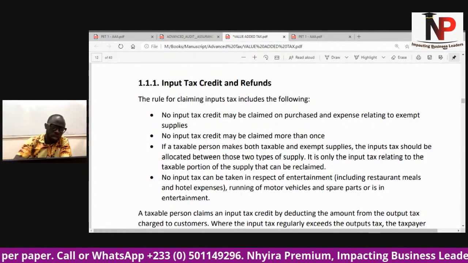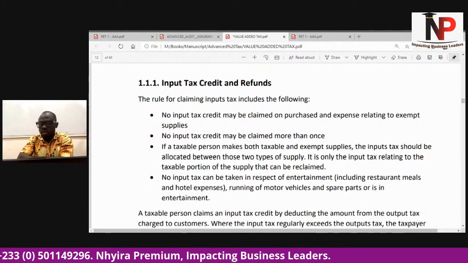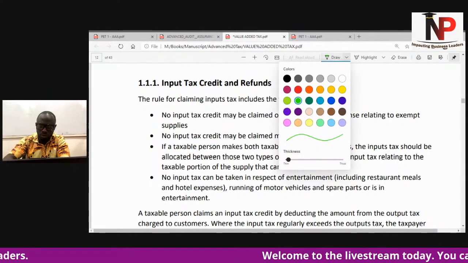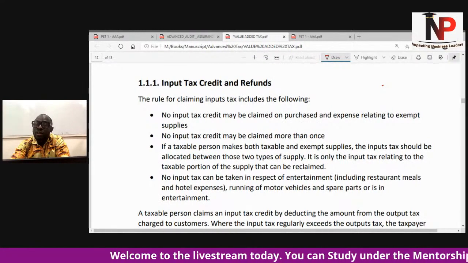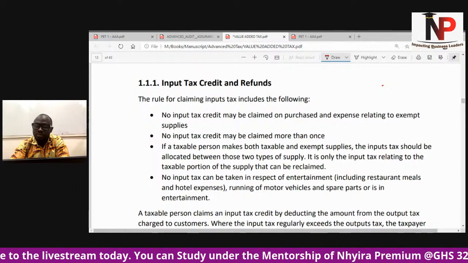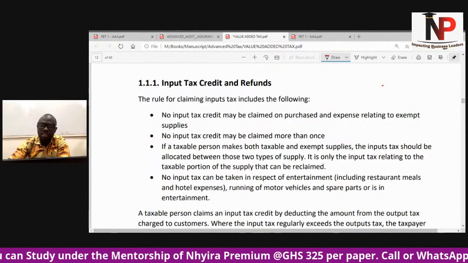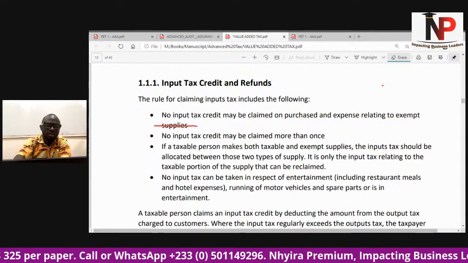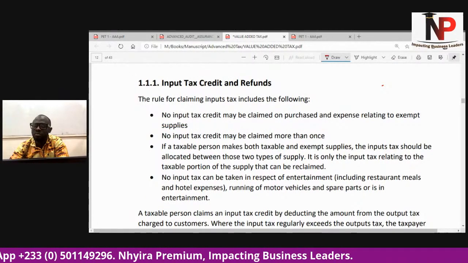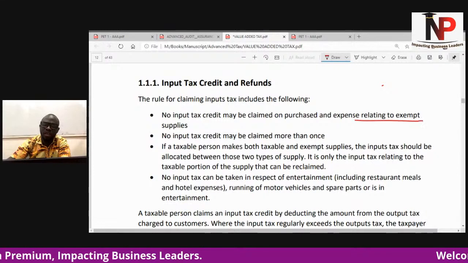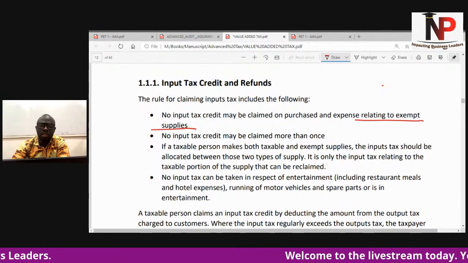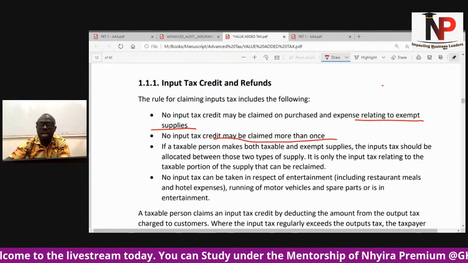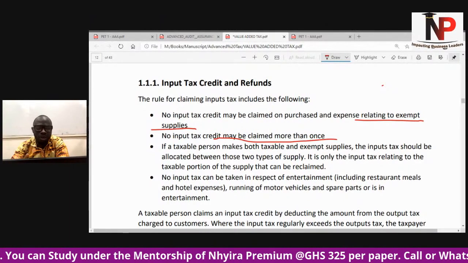So let's look at the rules for claiming input tax in Ghana. One, no input tax credit may be claimed on purchases and expenses relating to exempt supplies. We've already mentioned this. As far as the thing is an exempt supply, where are you going to claim it from? You don't claim anything because it's not available. Second, no input tax credits may be claimed more than once. If we don't do that, people will claim more than once. So it's claimable just once.